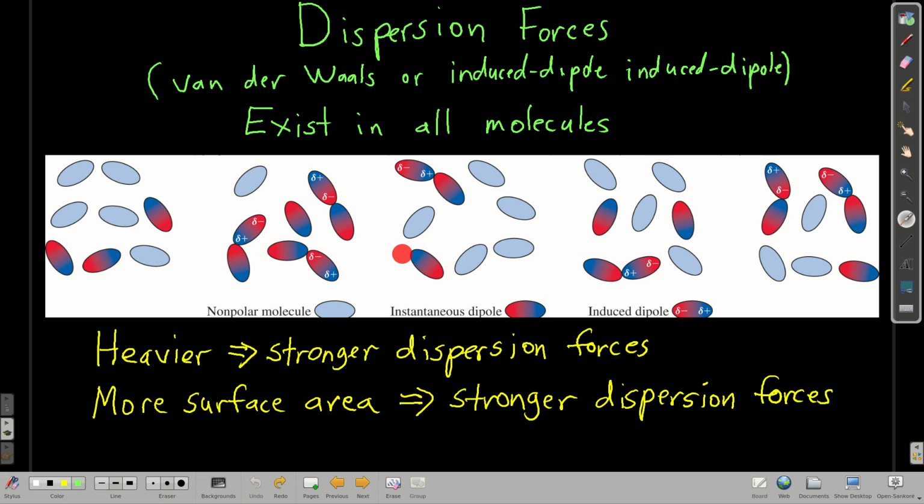Now this is a fairly weak intermolecular force as far as intermolecular forces go, because these electrons are always moving around, and next instant it won't be this way. It might shift the other direction.